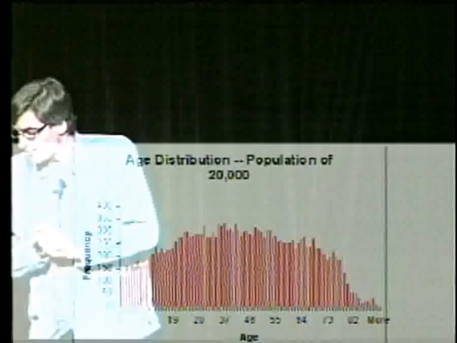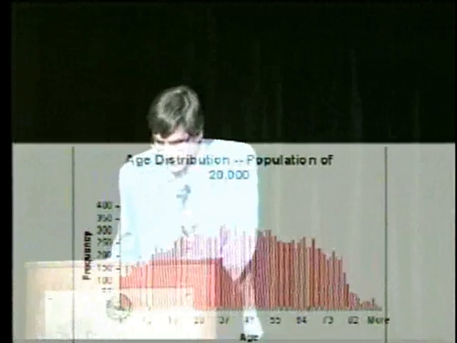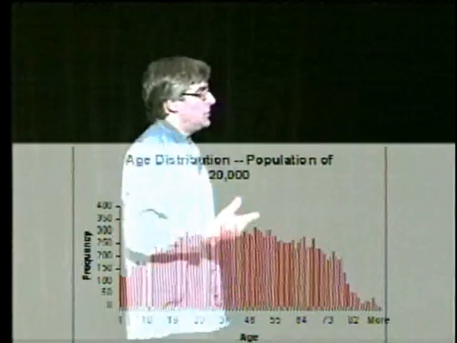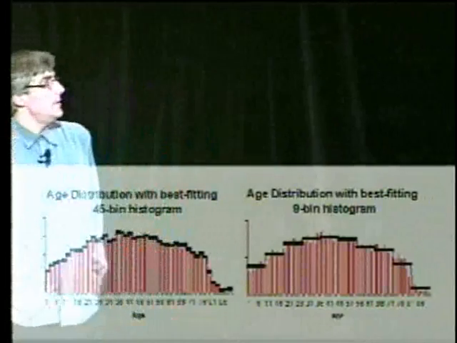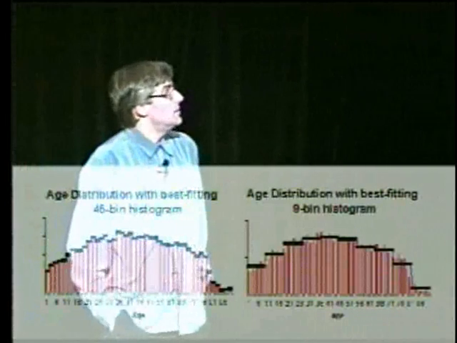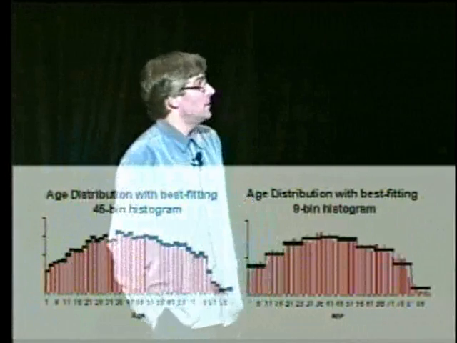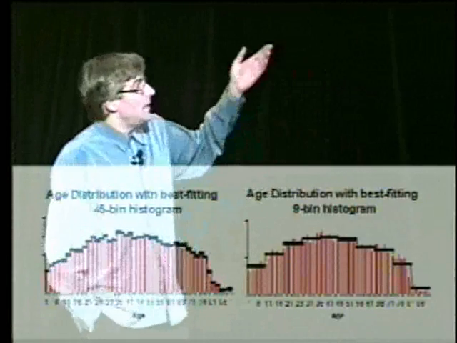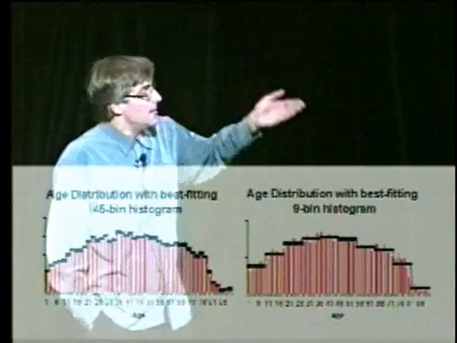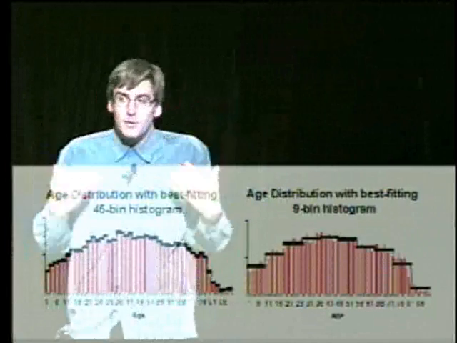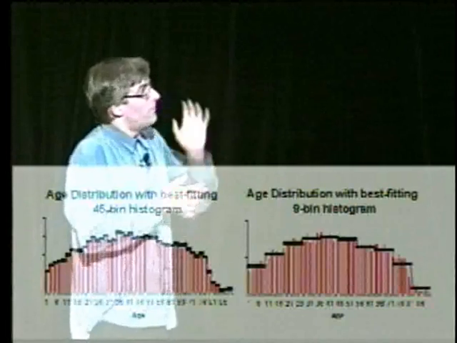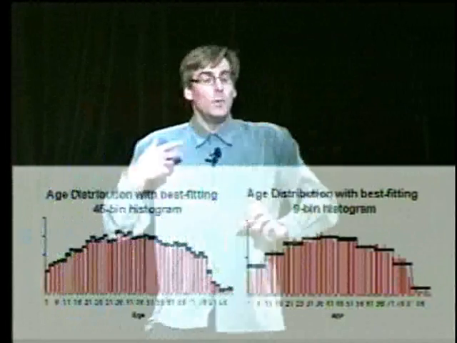We have the ages. And what we're going to do is try to model the distribution of ages with 2 competing models. The models are simply histograms. And the first model is a histogram that has 45 bins, and the second model is a simpler histogram that only has 9 bins. So what I've done is calculate the 45-bin and 9-bin histogram that accounts for the most variance in the population data. So these are the best possible 45 and 9-bin histograms that we can ever find.